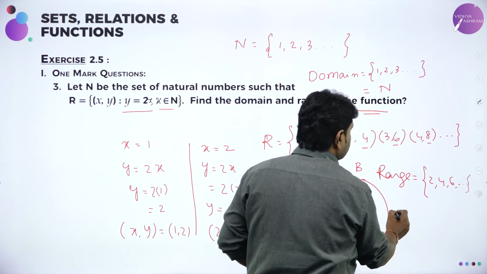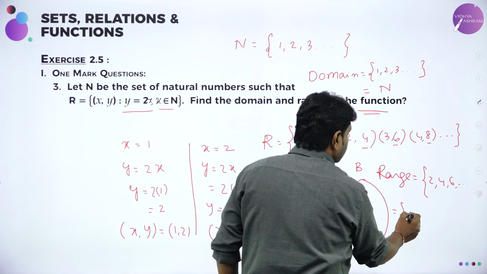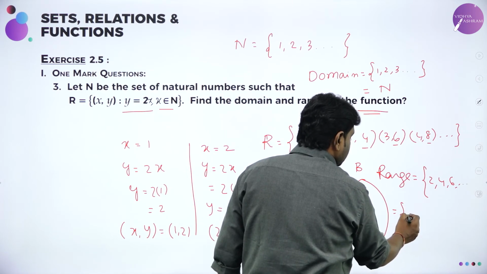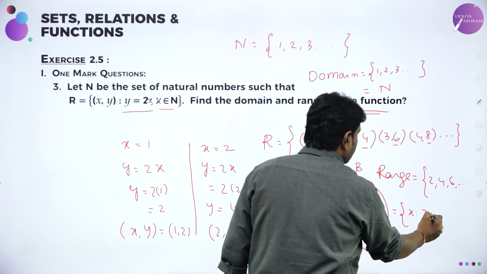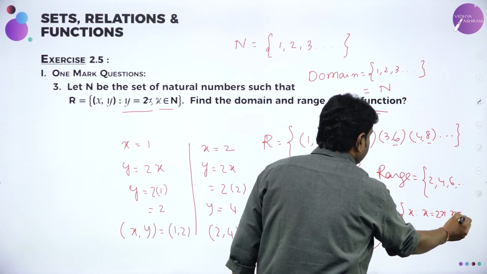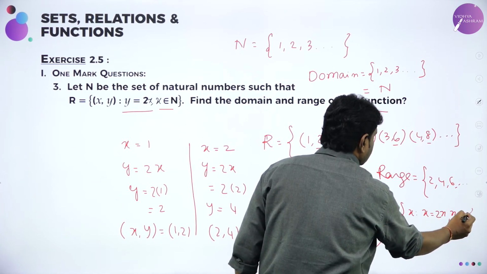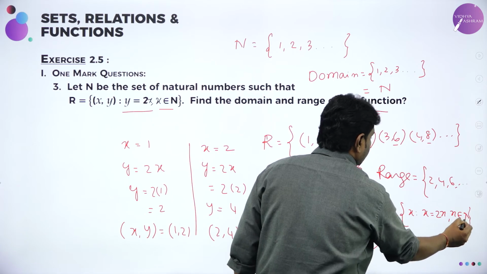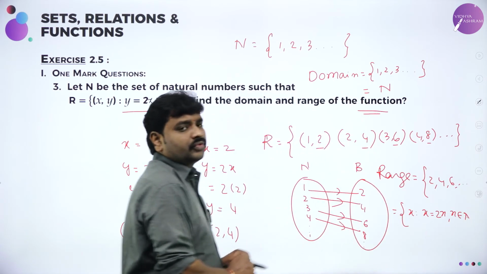Or I can write this in set builder form. So I can say range is {x such that x = 2n and n belongs to natural numbers}. In the place of n, put natural numbers, and you will get it. This is how we will write it.